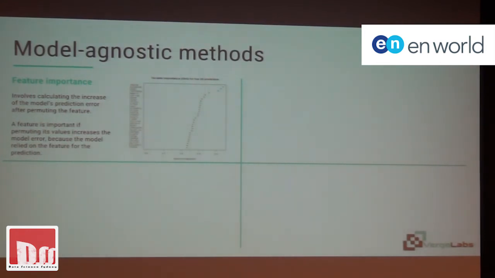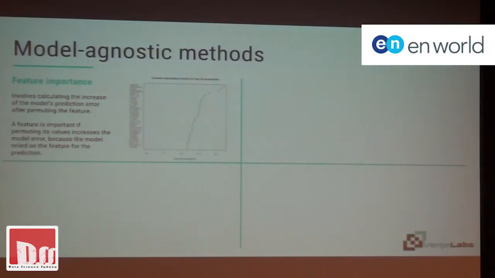So feature importance, I've briefly talked about that before. As I say, a lot of packages will do this for you automatically. What it allows you to do is calculate the increase of the model's prediction error by permuting the feature. There are a few different methods of doing this, and I'm not going to talk through all of them. But you can see on the graph there, it shows the relative importance of that feature. That means how important it is to the model.